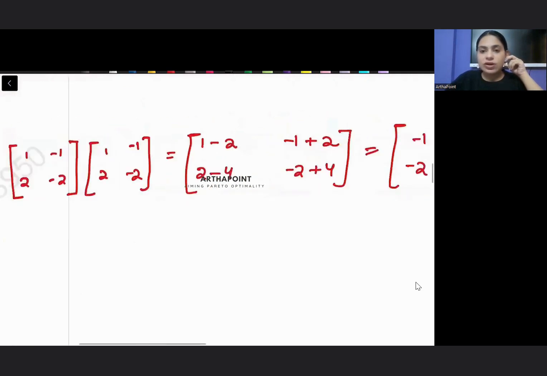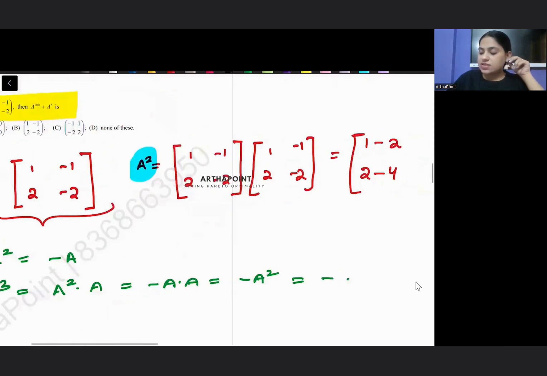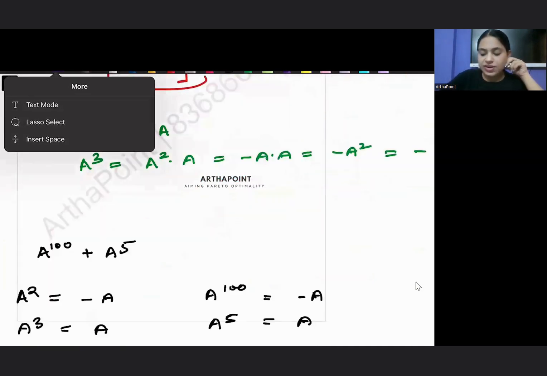So we have gone ahead and proved that if I find out, a square is minus a. Now a cube can be written as a square into a. So minus of a into a, so minus of a square. And a square was minus a, so minus of minus a, so a. So what are we coming to? What pattern do we go ahead and see?